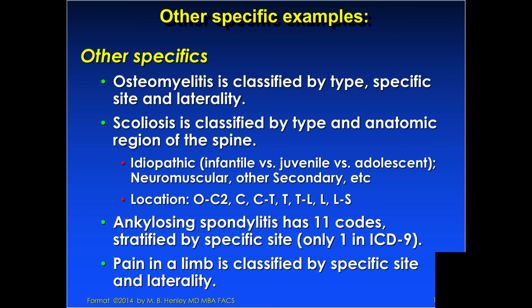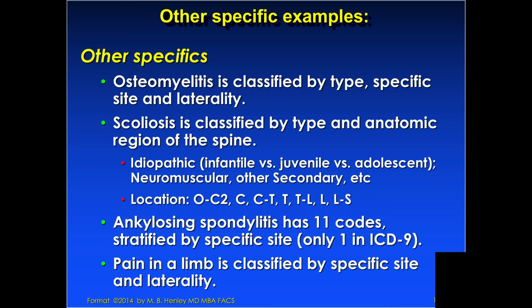Osteomyelitis is classified by the type, specific site, and laterality. Scoliosis is classified by type and anatomical region of the spine, such as infantile, juvenile, and adolescent, idiopathic, neuromuscular, etc. And I think you do a good job of that already. The location is, as you see there, occipital to C2, cervical, cervicothoracic junction, thoracic, thoracolumbar junction, lumbar, or lumbosacral junction. And pain, if you don't know what the etiology for that pain is, is classified by specific site and laterality.